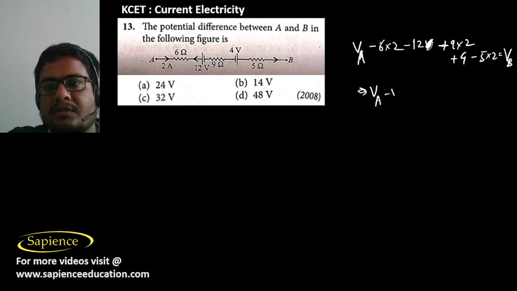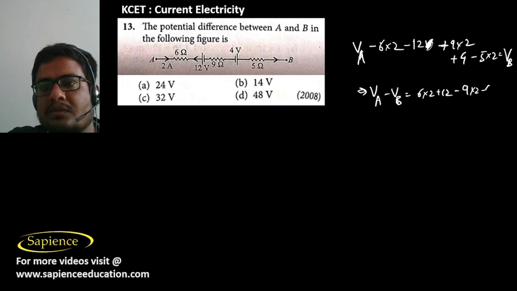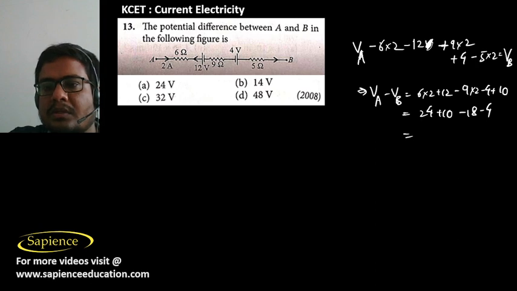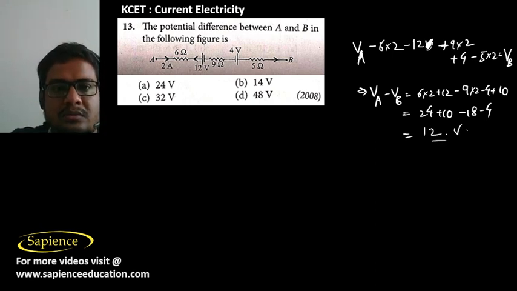Therefore VA minus VB will be equal to 6 into 2 plus 12 minus 9 into 2 minus 4 plus 10. 12 plus 12 is 24 plus 10, minus 9 twos are 18, minus 4. So 18 plus 4 is 22. So 24 minus 22 is 2. 2 plus 10 is 12. 12 volt.